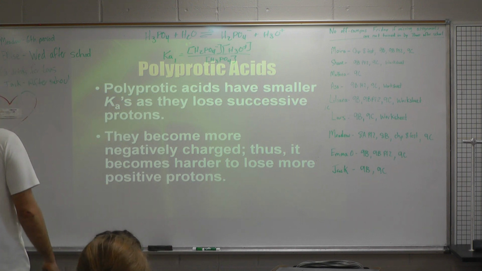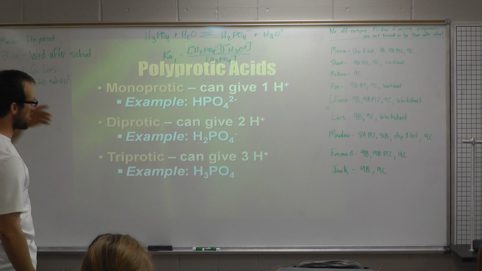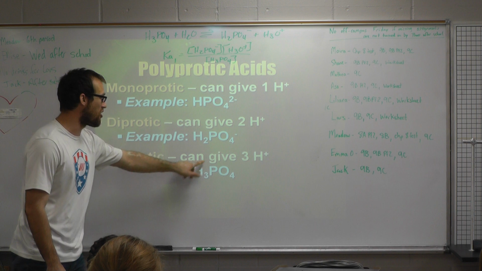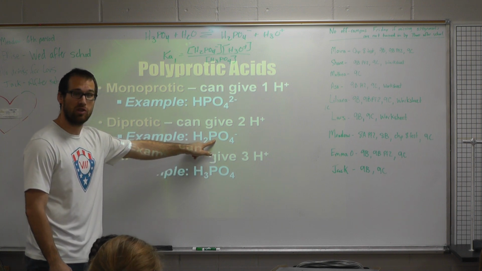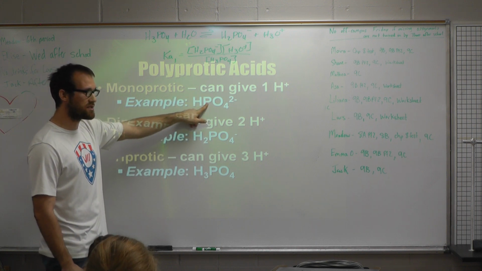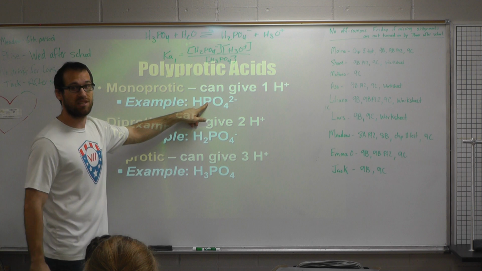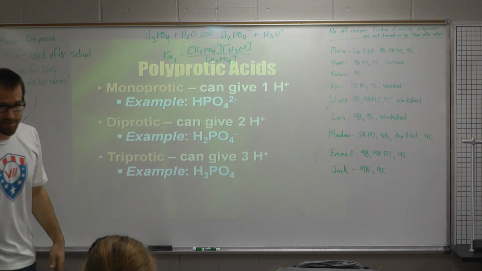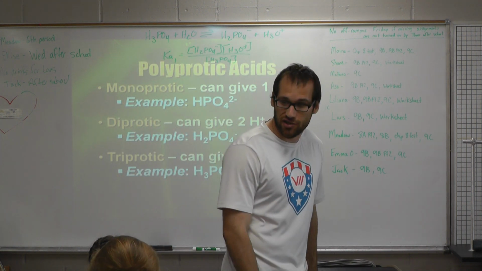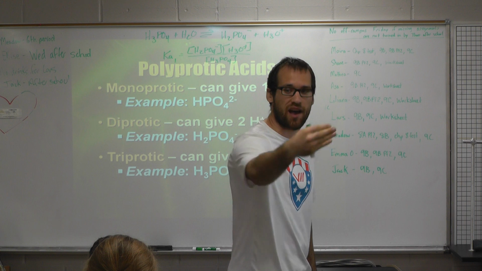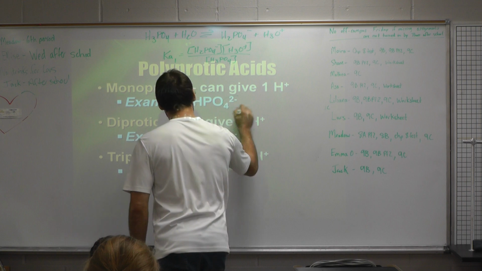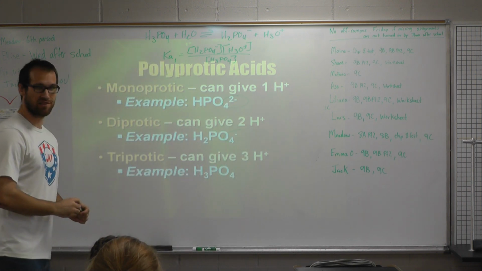Let me show you. Go back here. We said which one had the highest K value? This one. As it lost a proton, it was harder to get rid of its hydrogen, so the K value lowered. As it gave off another proton, it becomes even harder to give off hydrogen, therefore the K value plummets and drops even more. For polyprotic acids, the strongest acid is when it hasn't given off a hydrogen yet. And as it starts giving off hydrogens, it becomes weaker and weaker and weaker because of the negative charge. It's electrical in nature.